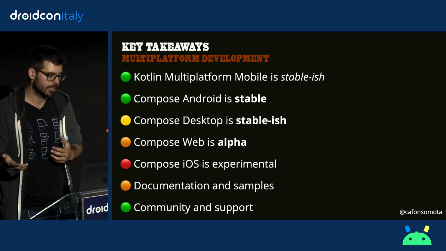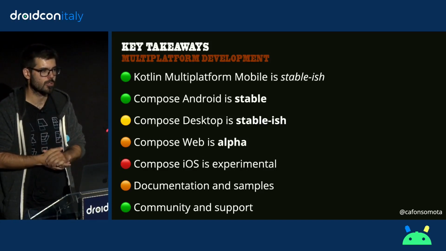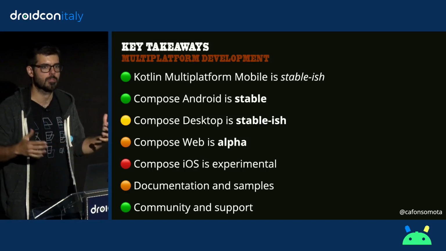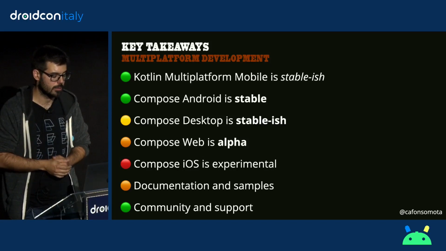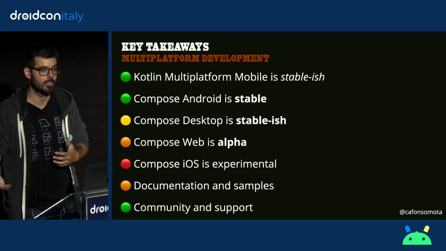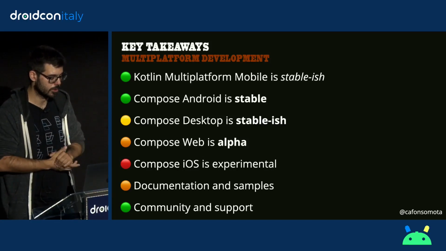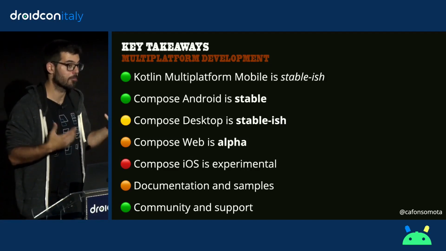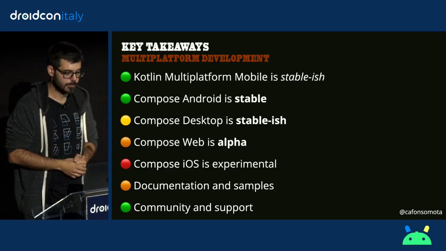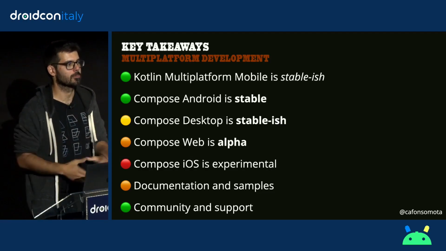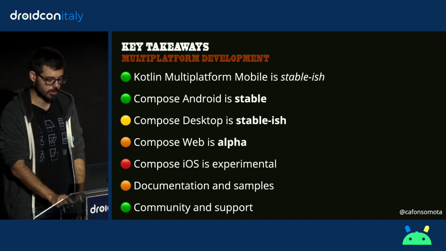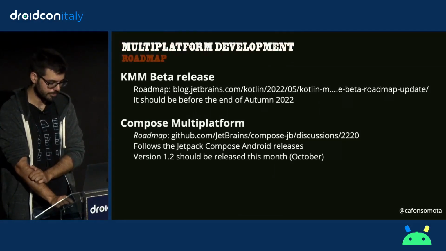Compose Android is stable. Desktop is stable-ish. Sometimes when you resize, there are some missing frames, but for the purpose of using it on desktop, a platform that you get for free, it works really well. Web is alpha, iOS experimental. Documentation and samples are getting better. I'm counting on all of you that are playing with Kotlin Multiplatform to improve this documentation, and the community and this support is just amazing.